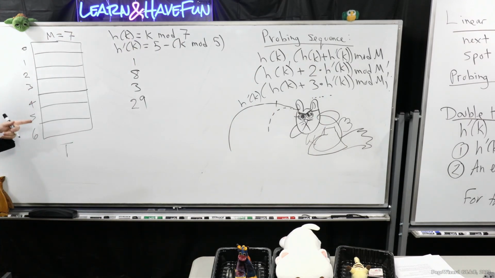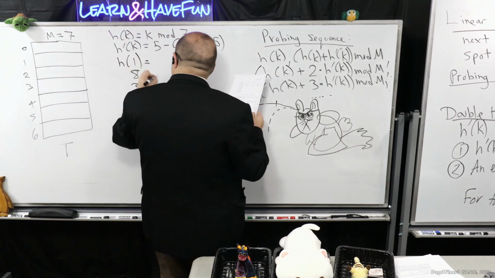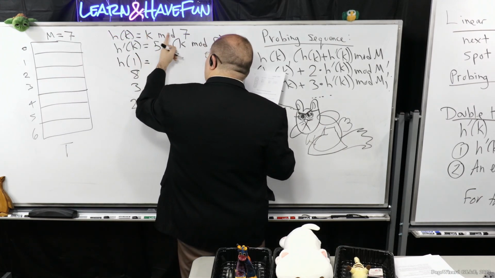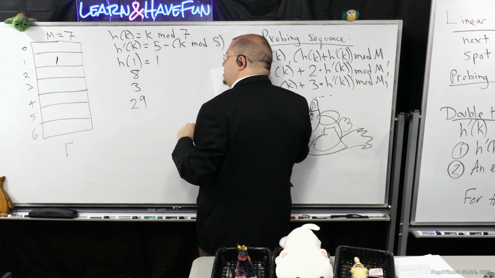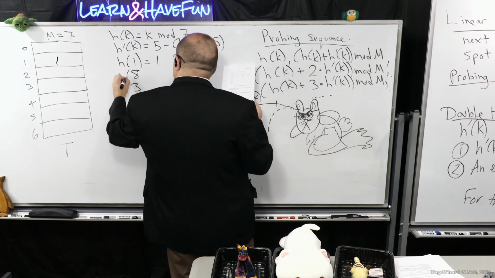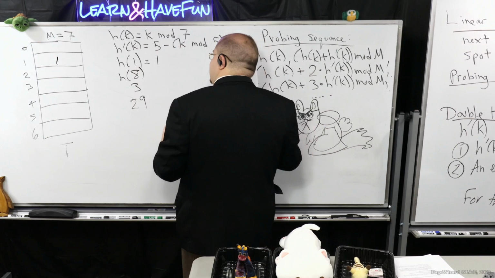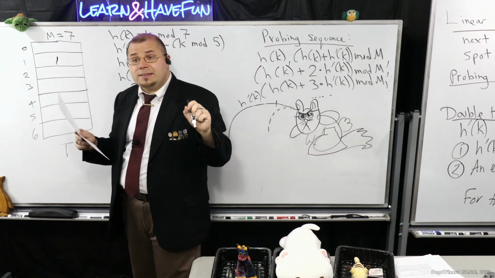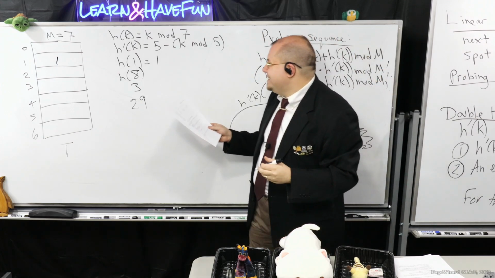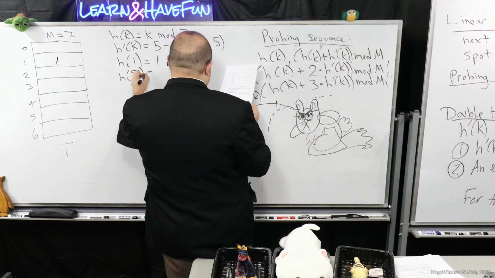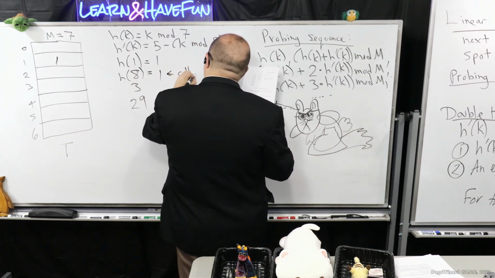To work with each one of these, I'm going to first apply the hash function. So I'll apply h of 1. That gives me 1 mod 7, which is just 1. So 1 goes right there into the first spot. There's no collision. 8. Okay, 8 mod 7. Well, because 7 mod 7 is 0, 8 mod 7 is 1. That means we have a collision right here.